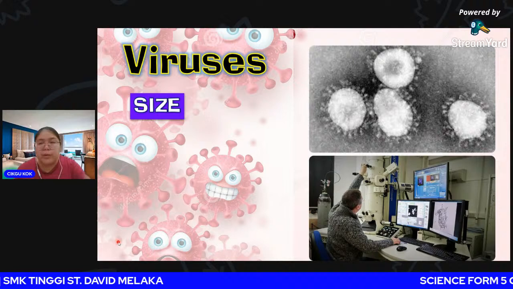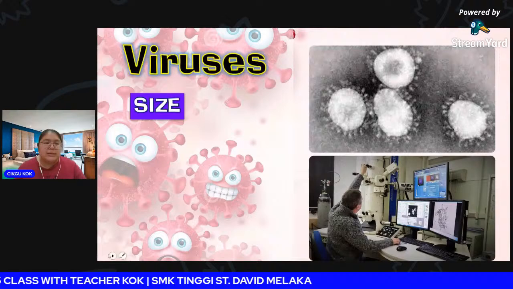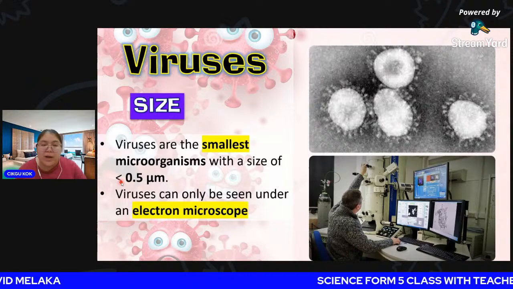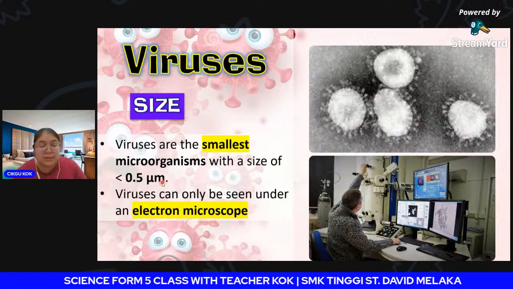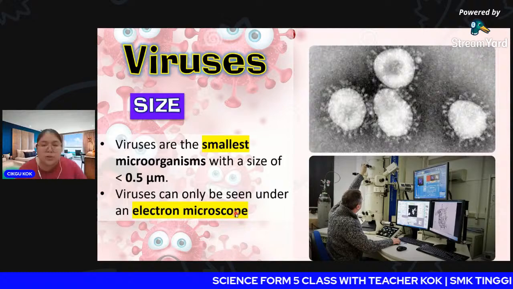Then you can see they don't have any characteristics like the previous microorganisms. Let's see what's special. The size is very, very small, less than 0.5 micrometer. Micro has a 6 in front, 0.006. So that's why they can only be seen under the electron microscope. That means the light microscope still cannot. They need to use the electron microscope. This one is a diagram of the electron microscope.